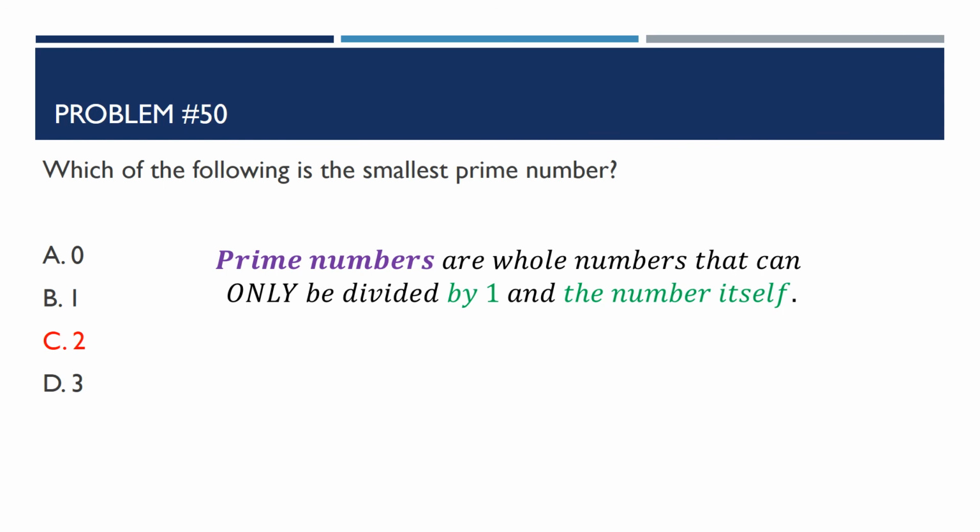Here we have 2, which is divisible by 1, and it's divisible by itself, which is 2, which is different from 1. And it is a prime number. Also 3 is divisible by 1, and it's divisible by itself, which is 3. And again, it's different from 1. So again, prime numbers must be divisible by 1 and itself only, no other numbers. So 2 is the smallest prime number.